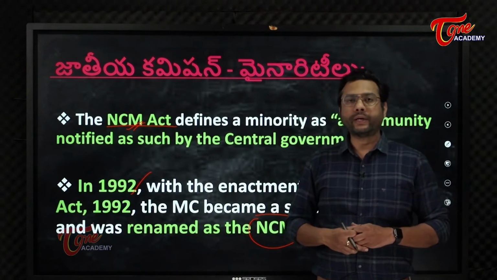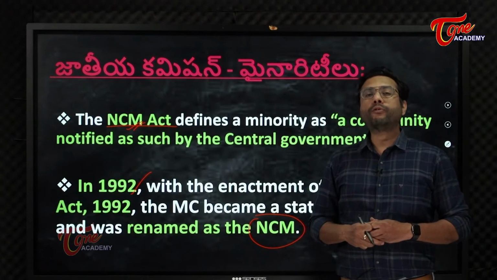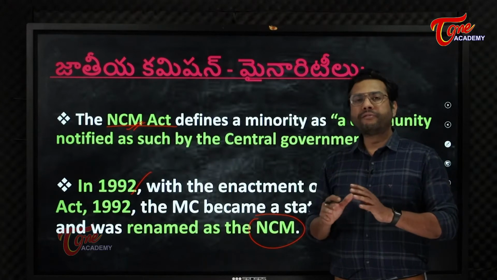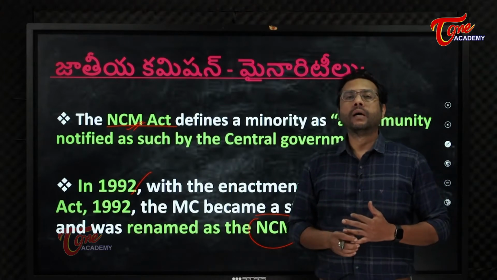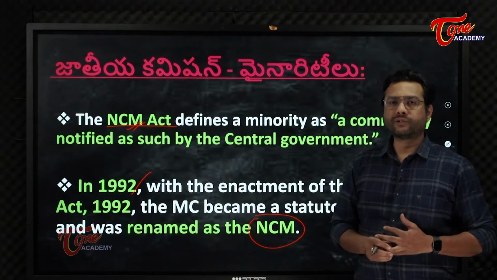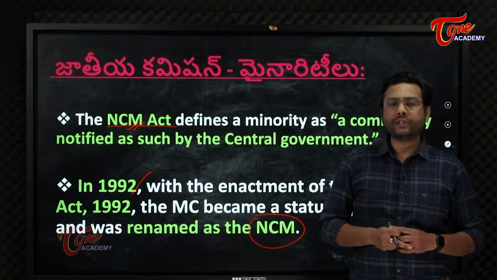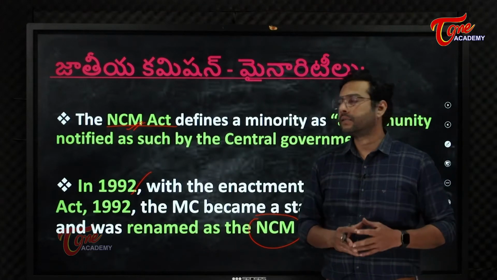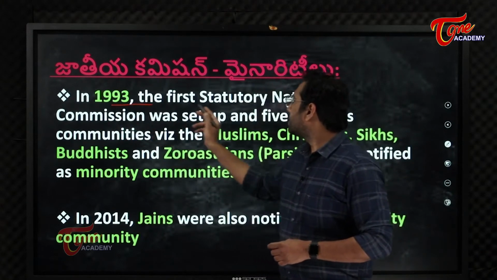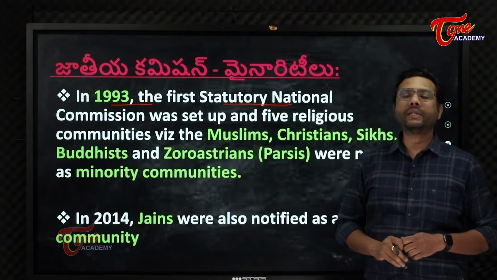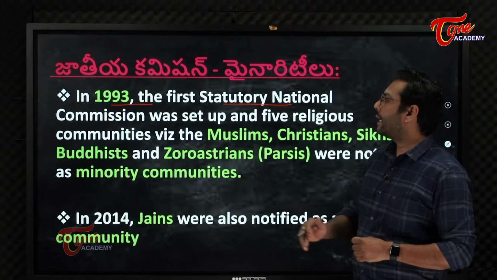Again, when I say minorities, at present we have 6 religious minorities. Before 2014, we actually had only 5 religious minorities, that is Muslims, Christians, Sikhs, Buddhists, and Zoroastrians. After 2014, Jains were added to the list of religious minorities. At present, we have 6 religious minorities. So in 1993, the first statutory commission was created. It came into function in 1993.